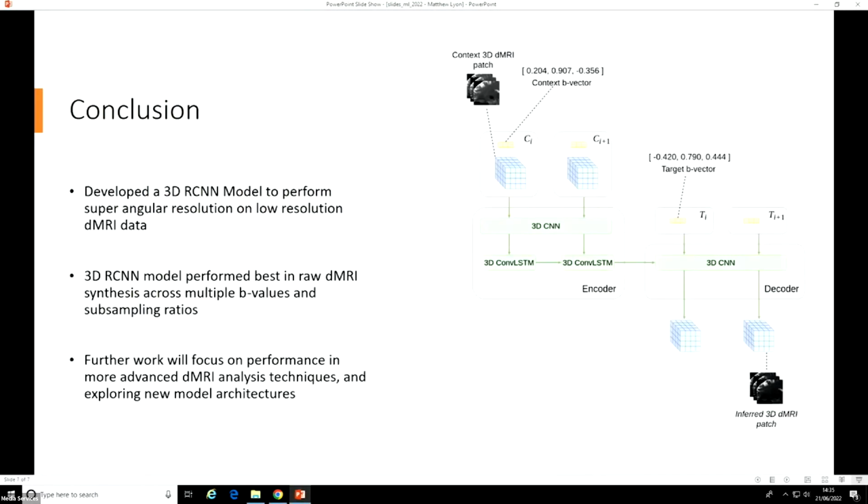To conclude, we developed a three-dimensional recurrent convolutional neural network model to perform angular super resolution in diffusion MRI data. We found that it performed best across varying subsampling schemes and diffusion intensities. Further work will focus on looking at performance in different analysis techniques, ones that require higher angular resolution data, and also exploring different deep learning architectures or ideas that can better capture the unique geometry present in diffusion MRI. So thank you for listening.